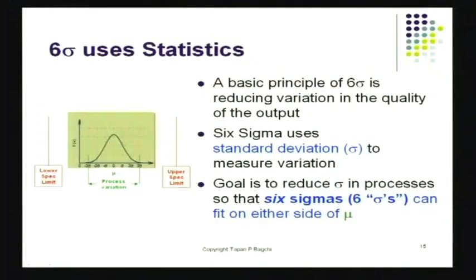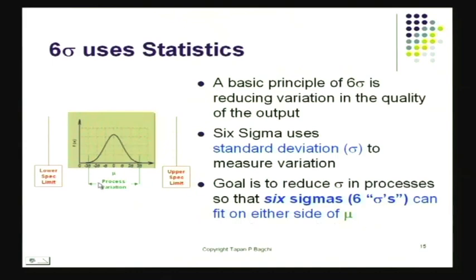If the spec limits now are 6 sigma away from the midpoint this way and 6 sigma away from the midpoint this way, you hardly have anything that could be called a defective item coming out of this process, which is here in the middle. So basically, the principle of Six Sigma is reducing variation. This is what we would like to be able to do, and we are using sigma as the measure.